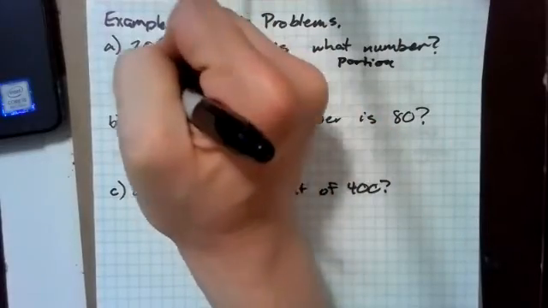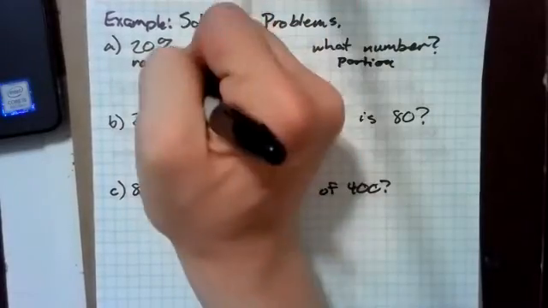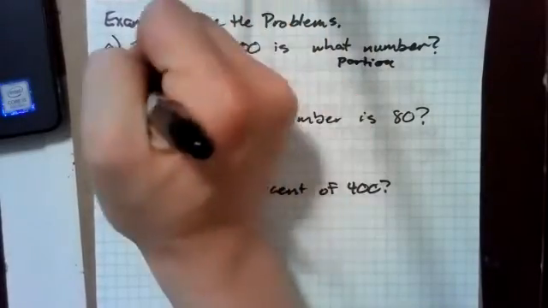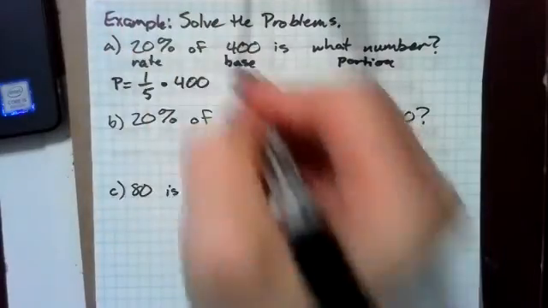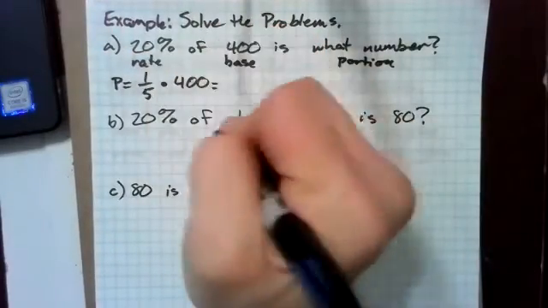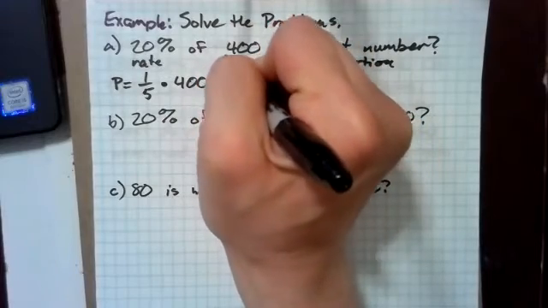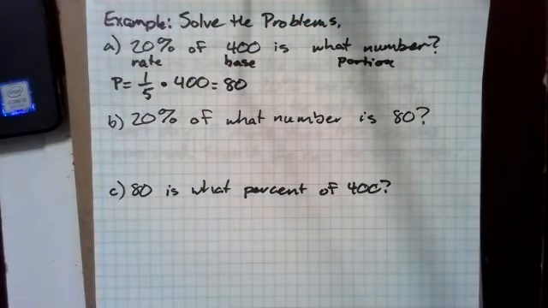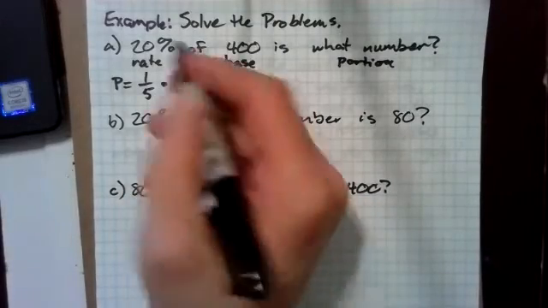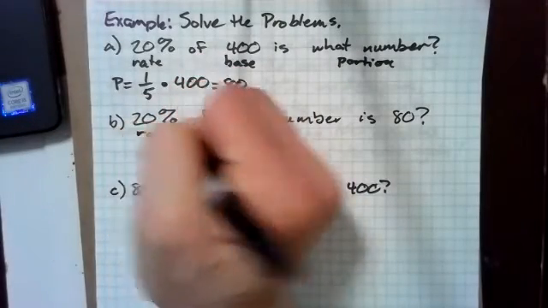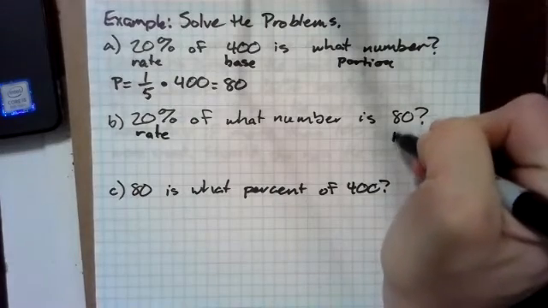Of 400, that's 1/5 times 400. And this is equal to P. So I just multiply 1/5 by 400. That's the same as dividing 400 by 5, and that's 80. 20% of what number is 80? Well, 20%, that's going to be our rate, is 80. That's going to be our portion.